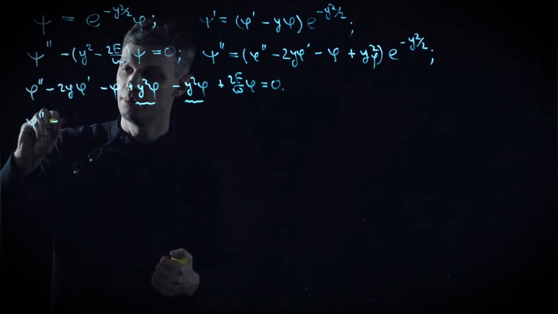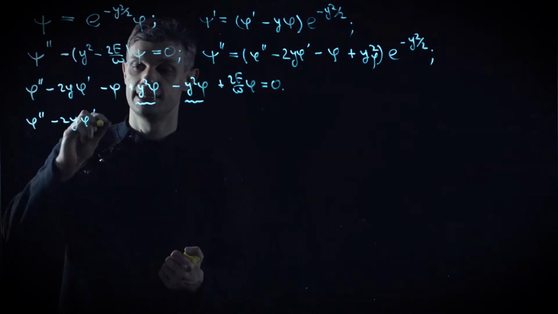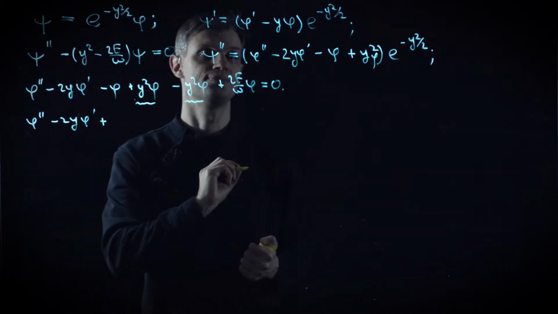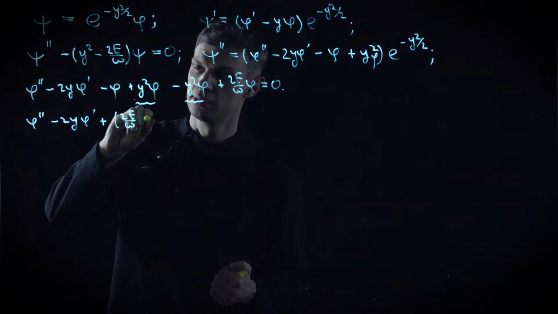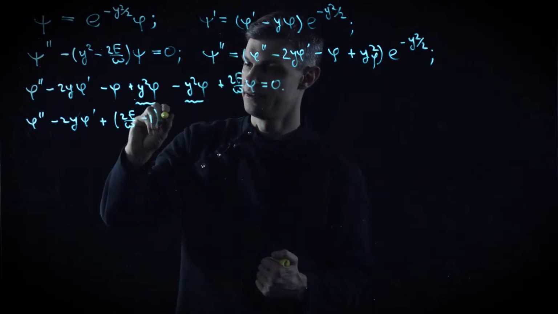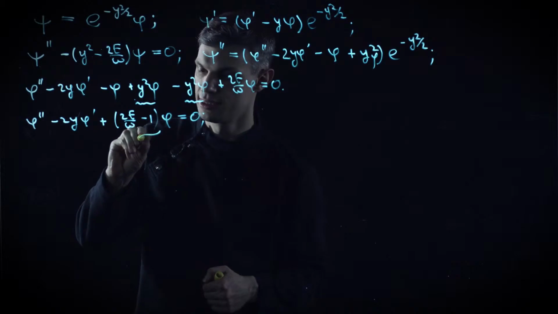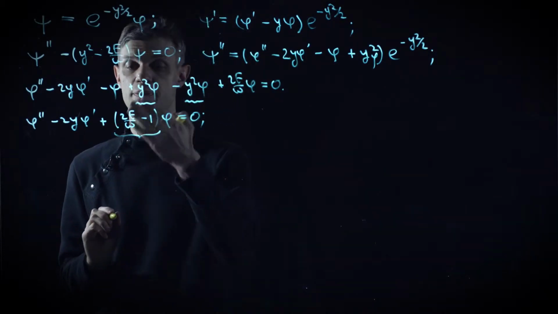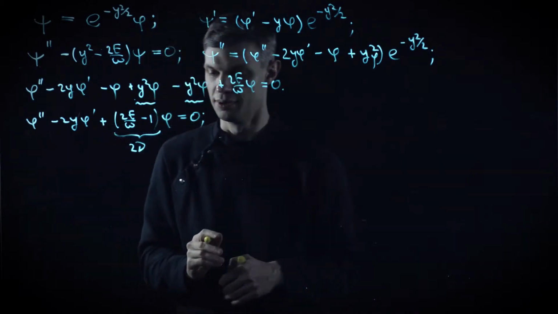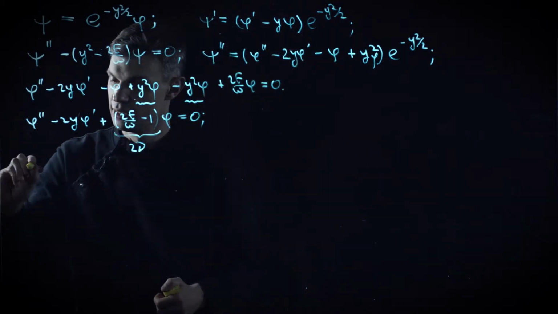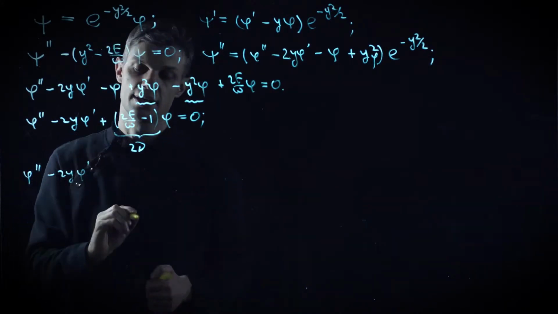And finally, we have the equation with linear coefficients, which looks as follows. Phi prime prime minus 2y phi prime plus 2e over omega minus 1 phi. Now let's denote this term, which is proportional to our energy, by 2 nu. It's a standard notation. And then this equation is reduced to the so-called harmonic equation.